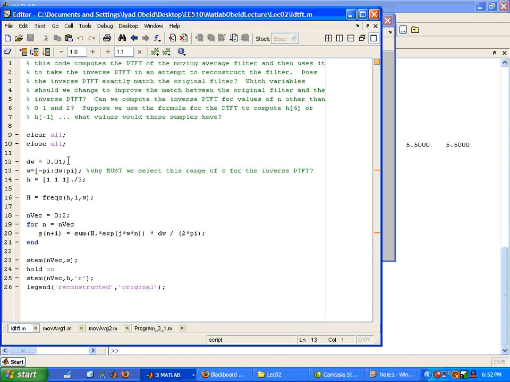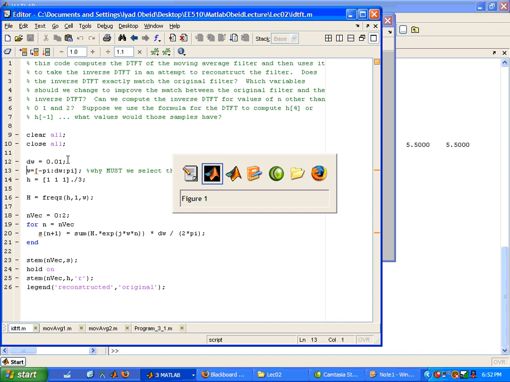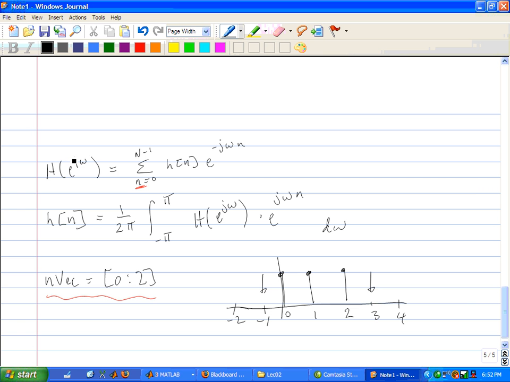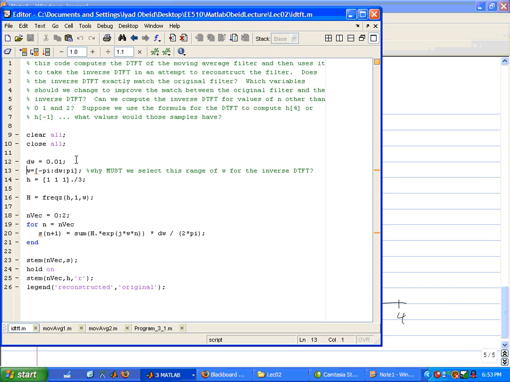The theory tells us that for a perfect reconstruction, you take an integral, right? Which means that you're essentially summing over an infinite number of omegas. Unfortunately, MATLAB can't do that. It can only sum over a finite number of omegas. But obviously, the more you give it, the more accurate your result will be.